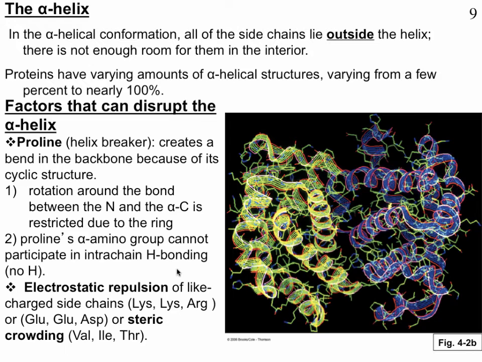So this is the structure. This is actually the structure of hemoglobin. This is a ribbon diagram. And it's kind of hard to see, but do you see these little green sticks that are kind of sticking out on the sides? Those are the side chains. Those are the R groups that are sticking out of the helix.